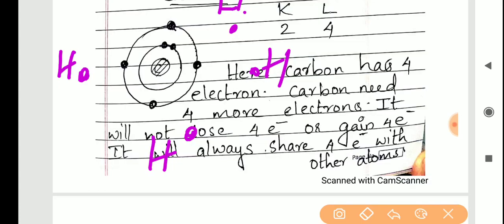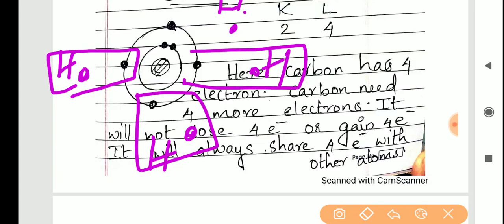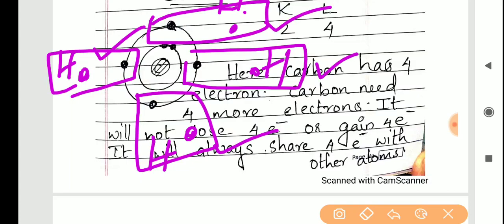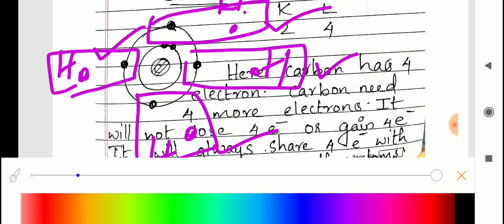Carbon needs 4 more electrons. So here 4 hydrogens are around. So what will they do? They will share their 1 electron with each other this way. Okay. So as a result, what will happen? Now each hydrogen has 2 electrons. Same way, carbon is having 2 here, 2 here, 2 here and 2 here. Total 2, 4, 6, 8. Total 8 electrons are there for carbon also.